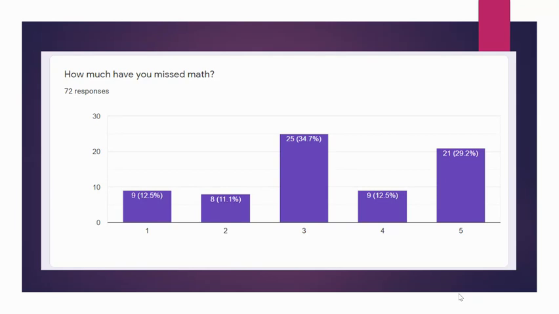How many of you guys miss math? Well, right in the middle. That makes sense. 34% were at a 3. One was what's math? And there were 9 responses there. 5 was I'm changing my name. Yeah, just call me Y equals MX plus B. So I thought that was pretty cool.